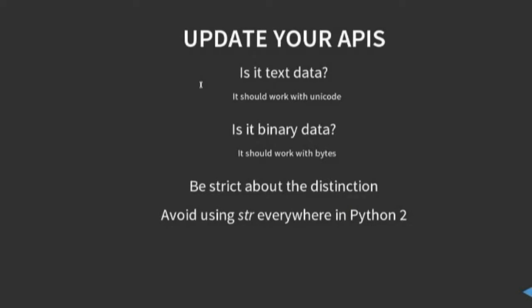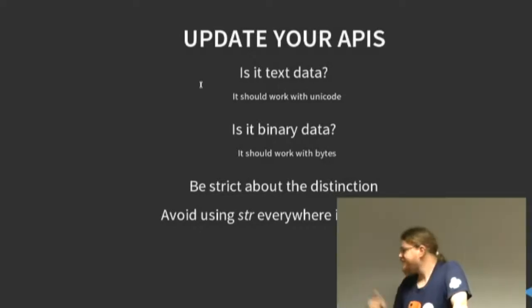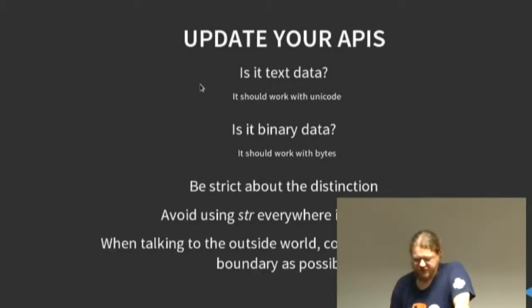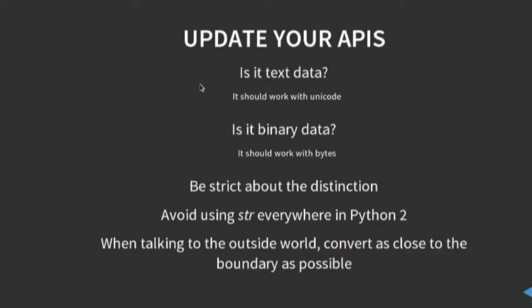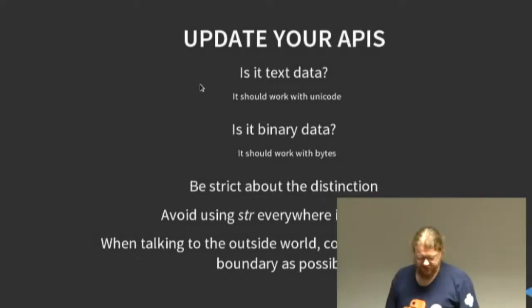One of the nice things about dropping Python 2.5 is you can now use bytes as an alias for str, so you can make things more explicit. Try and avoid actually using str in Python 2 code. The automatic upcasting does weird things. When you're dealing with the outside world, you want to try and convert between text and binary as close to the boundary as possible, so that for as much of your code you're working with the format you want to be working with. That's just standard good programming practice.